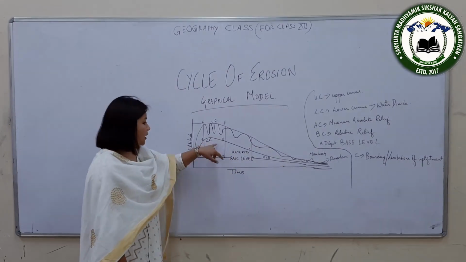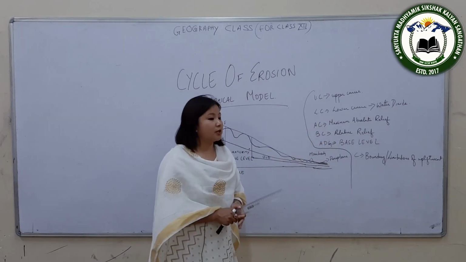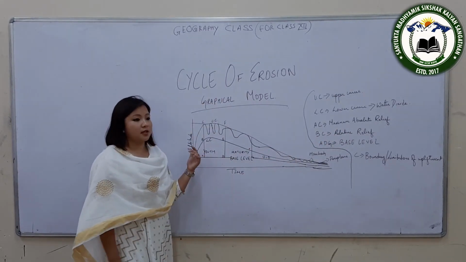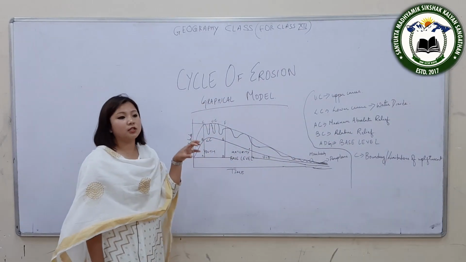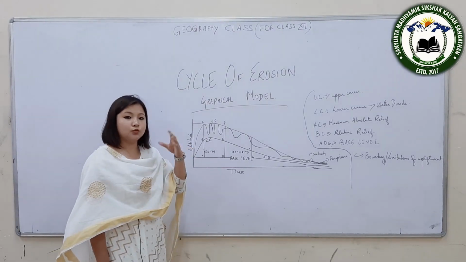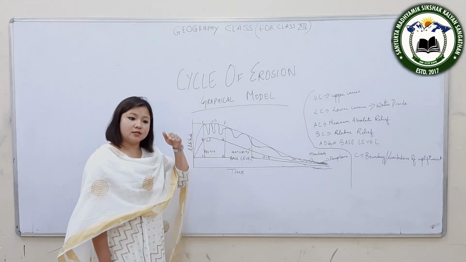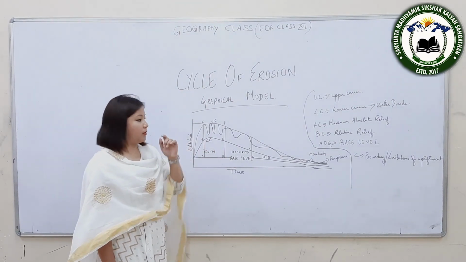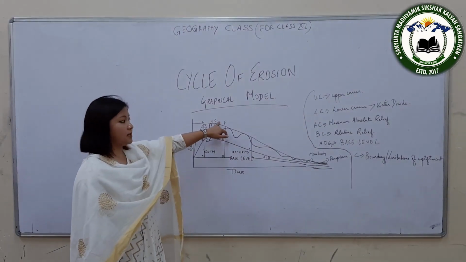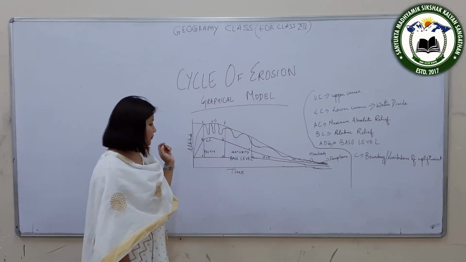So here LC means the lower curve, which refers to the water divide. Water divide means the presence of small hilltops or small mounds which divide the main stream into two parts, that is the front side and the back side, from where the stream starts to flow and where the erosion takes place. Whereas UC, that is the upper curve, means the newly formed landforms.